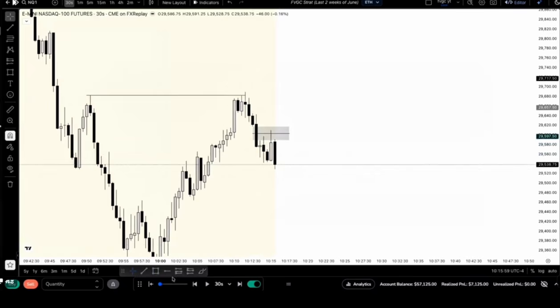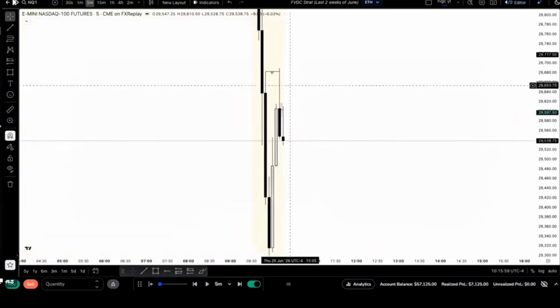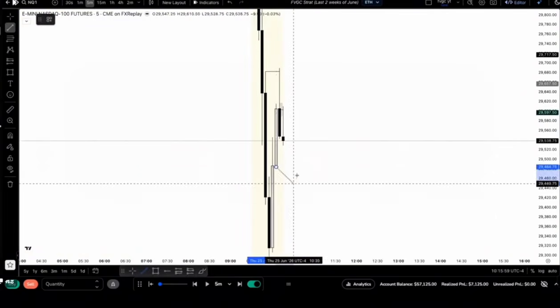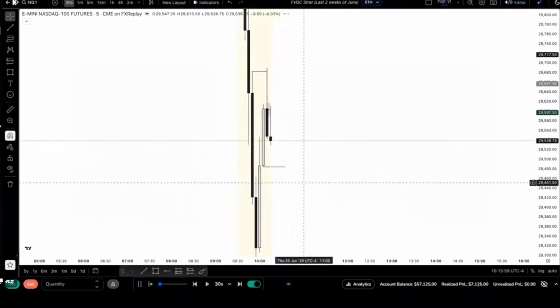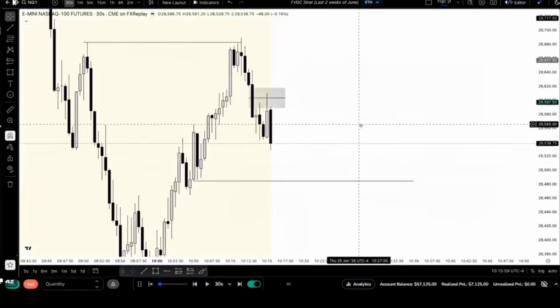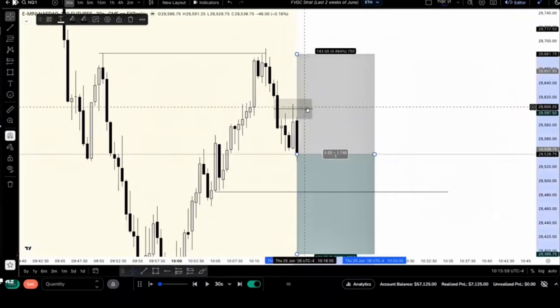We just got this beautiful setup. We are reacting out of this 5-minute, already had nice rejection out of it. We have this 5-minute right here, this unfilled bullish 5-minute, which could definitely send price higher. So I'm gonna take a BE or TP depending on what it is.